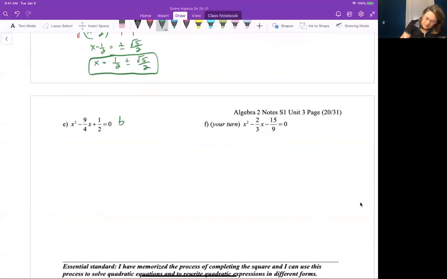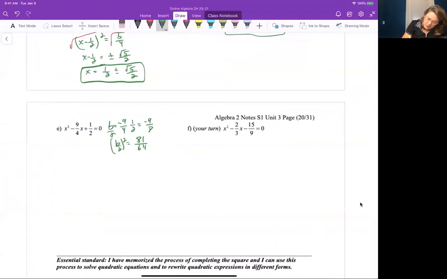b equals negative 9/4. b over 2, I just multiply times a half, so I get negative 9 over 8. b over 2 squared is equal to positive 81 over 64, which is ugly. So then I'm going to add 81 over 64 and subtract 81 over 64. Why do I do that? Because this part of the expression now becomes a perfect square.